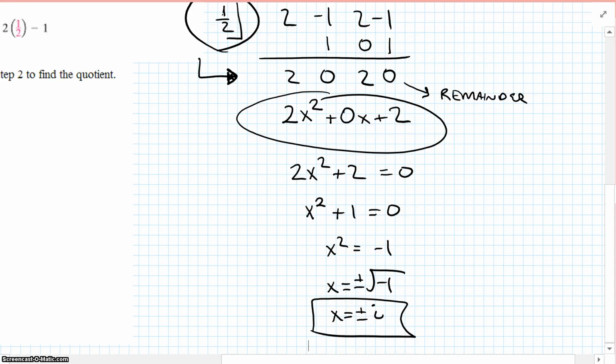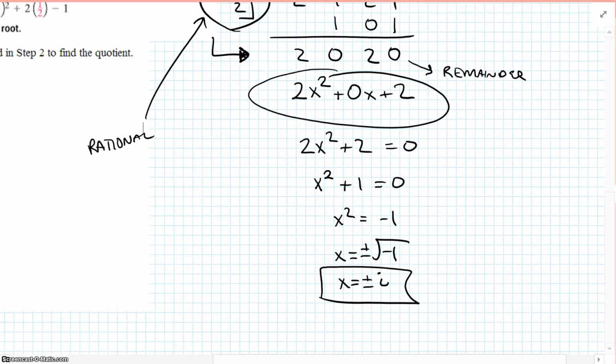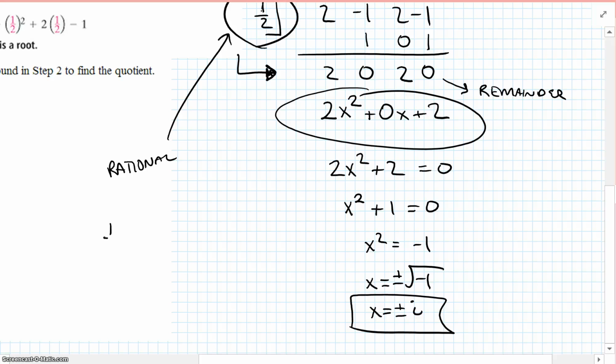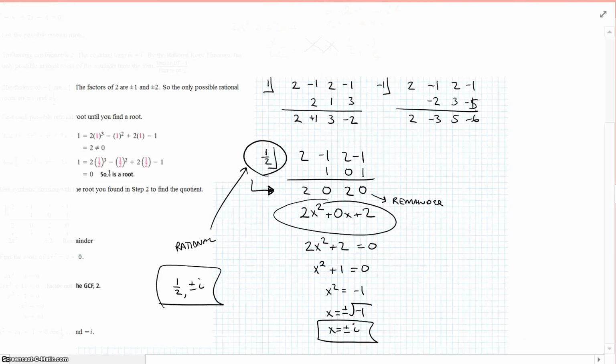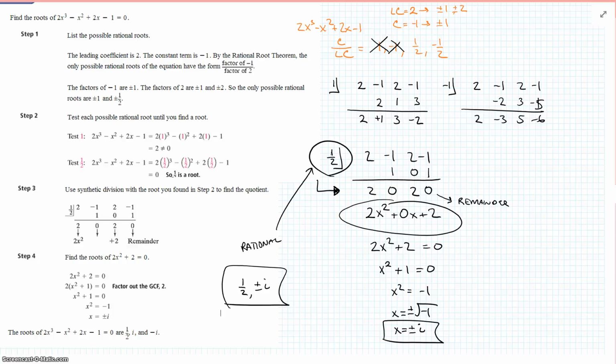So what are the roots we have? Well, we found the rational root of 1/2 and the imaginary roots of plus or minus i. So we could say the roots are 1/2 and plus or minus i. That gives us 3 answers, and it was a third-degree polynomial. So there we go. So there are the roots.